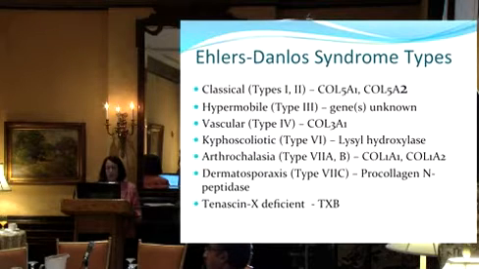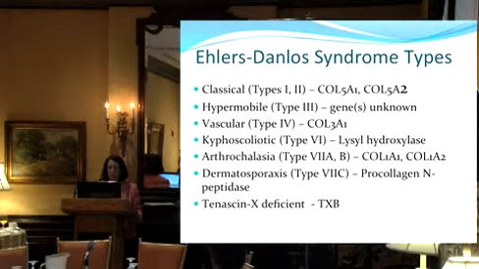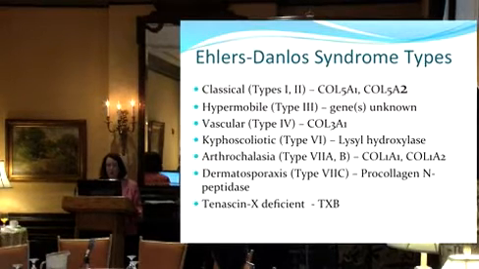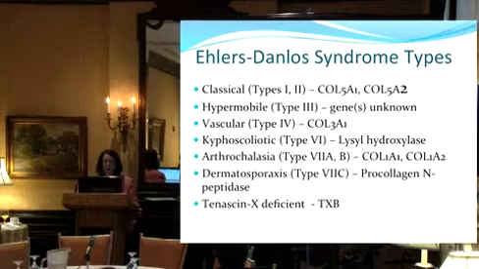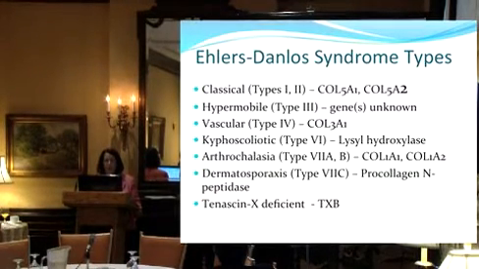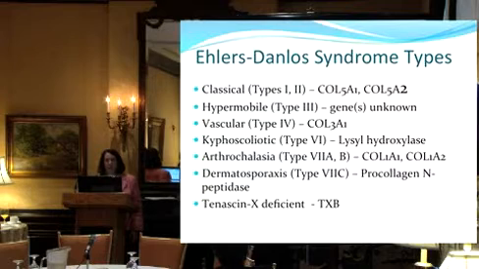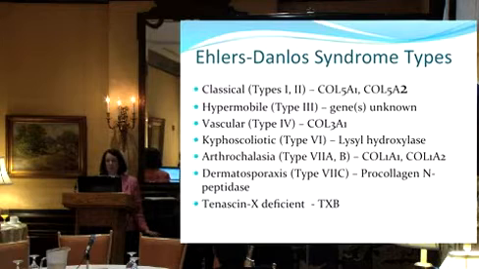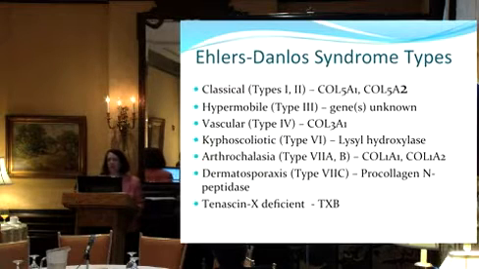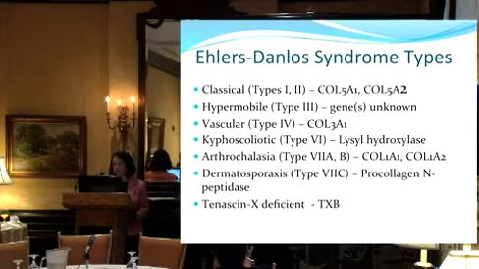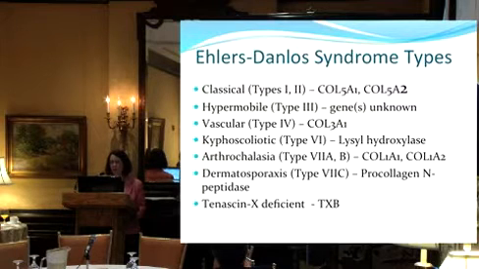And the less common forms, the kyphoscoliotic, arthrochalasia, and dermatosparaxis types, are caused by lysyl hydroxylase mutations, type 1 collagen mutations, and mutations in the procollagen N-peptidase. Now, a recent nomenclature I saw lists tenascin X deficient Ehlers-Danlos syndrome as a separate type. Some people roll it into the hypermobile type. It's a very rare form of Ehlers-Danlos syndrome, and we still have a lot to learn about that particular type, but really only 1 to 5% of patients who look like the hypermobile type have tenascin X deficiency.